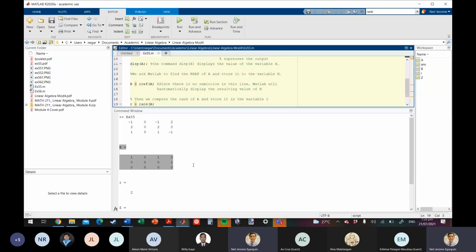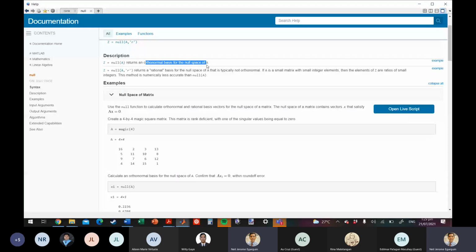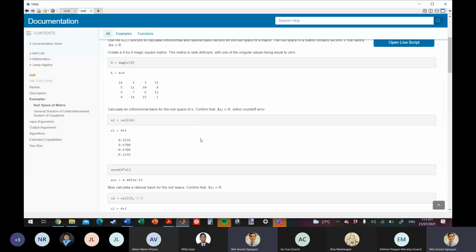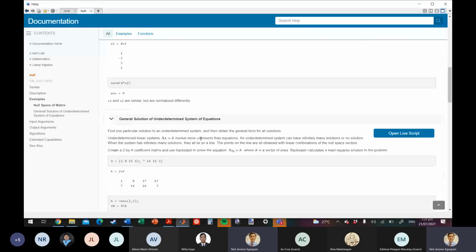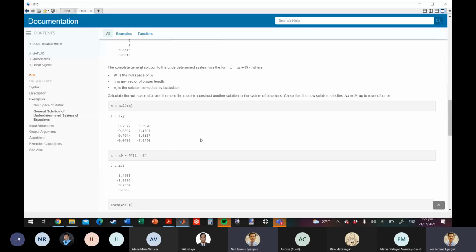If you search null in the help search box, you will see the option for null. Click on it. It will give you a description of what null of A does. So here it shows that Z equals null A is the syntax, and it returns an orthonormal basis for the null space of A. And then for now, you can think of it as a basis for the kernel of the matrix A. Pero i-discuss pa natin siya in detail next time. Just for those who want to explore MATLAB in advance.